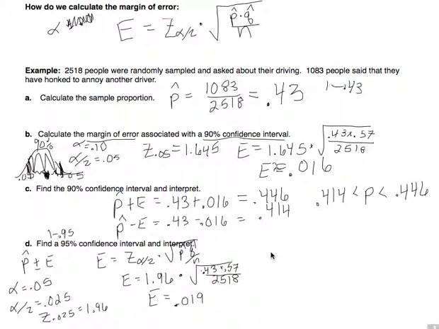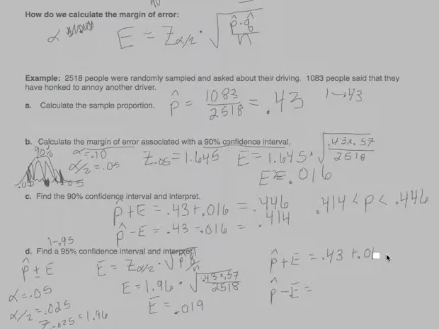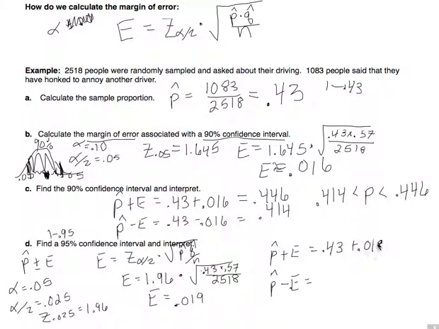So now when I take my sample proportion and I add the margin of error, and when I take this sample proportion and I subtract the margin of error, what am I going to get? Well, 0.43 plus 0.019 and 0.43 minus 0.019. We're going to get our upper and lower bound.